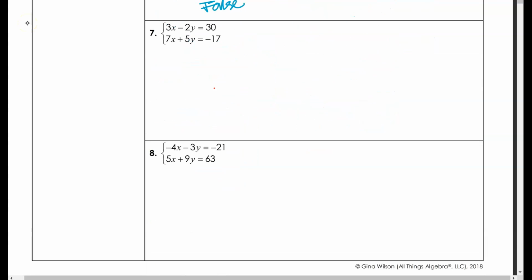All right, so in this next question, it's not as easy for us to find an x or a y value that we can transform, but I'm going to go ahead and pick the x, and we're just going to end up with a fraction here. So when I solve for this, I'm going to end up with x equals 2/3 y plus 10. So then this becomes 7 times 2/3 y plus 10 plus 5y equals negative 17. I'm going to substitute in for x.